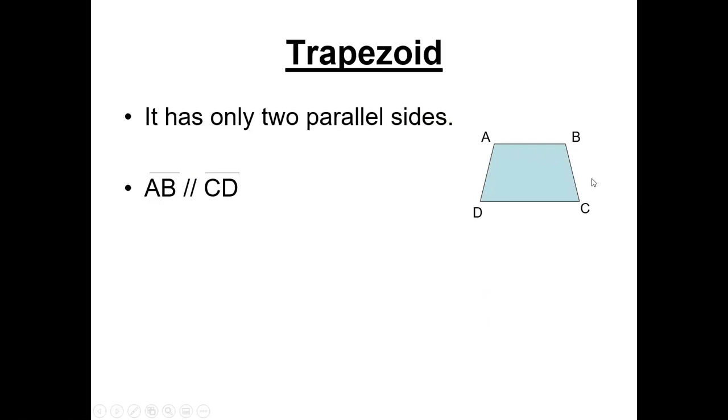In this trapezoid ABCD, AB and CD are parallel because they never intersect. But AD and BC are not parallel because if AD and BC are continued, they will intersect. Of course, guys, parallel sides never intersect. Never. If both of them continued forever, they would never intersect. Here we have only 2 parallel sides, AB and CD. The trapezoid is a quadrilateral that has only two parallel sides.